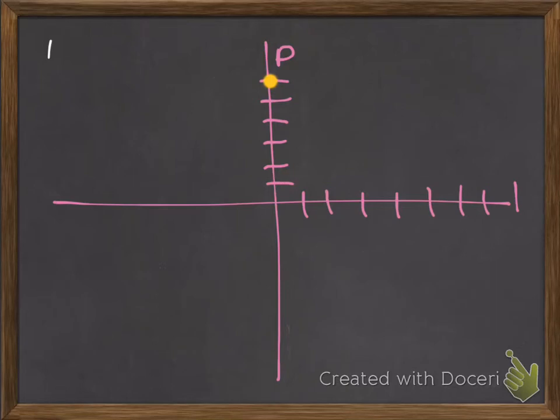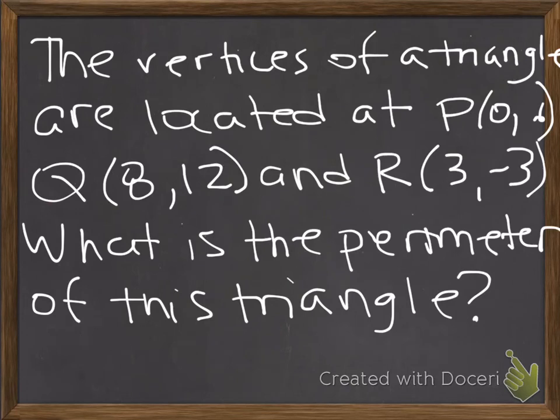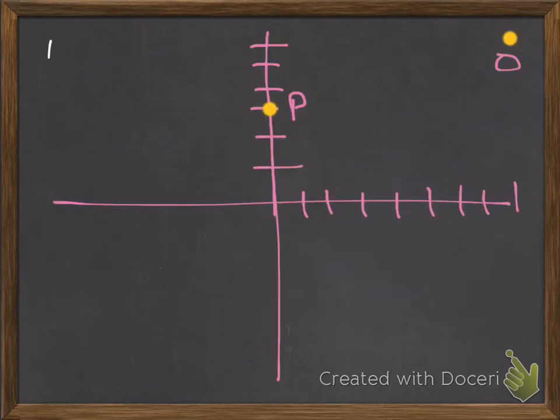I think I'm going to change my scale here a little bit so that I'm able to fit this and do this by 2s. So that means this is P. And then this would be Q. And then 3, -3 would be R. And that's R.